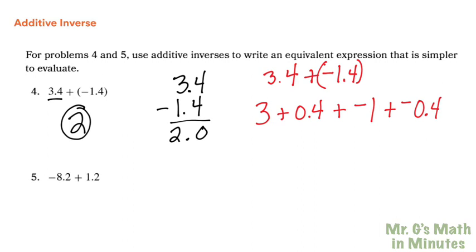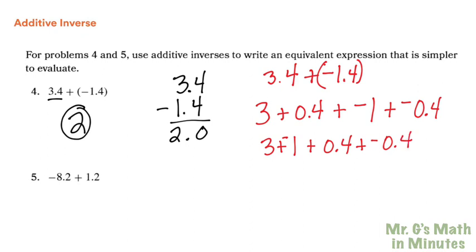So then if I go ahead and I want to put my whole numbers, because it's addition, order doesn't matter. I want to put my whole numbers together, my decimals together. So this is going to give me 3 plus negative 1 plus 0.4 plus negative 0.4.